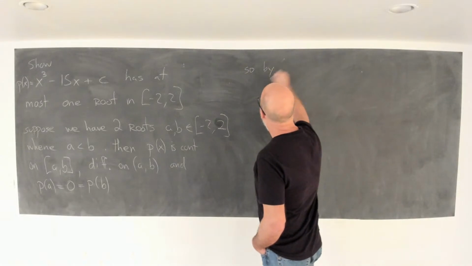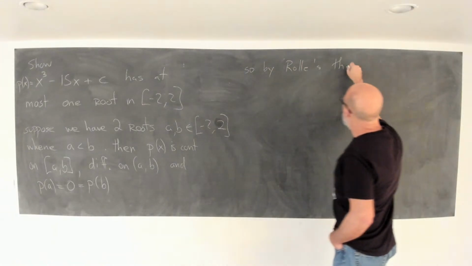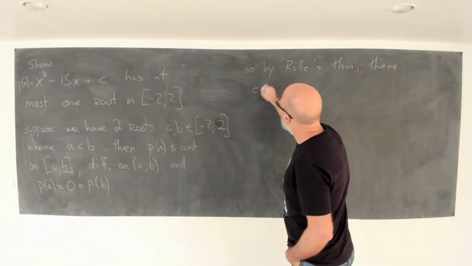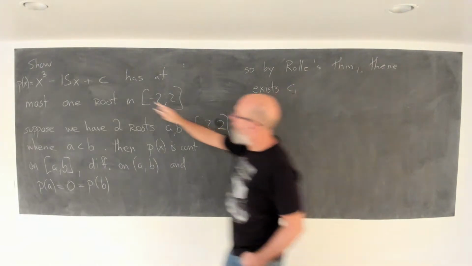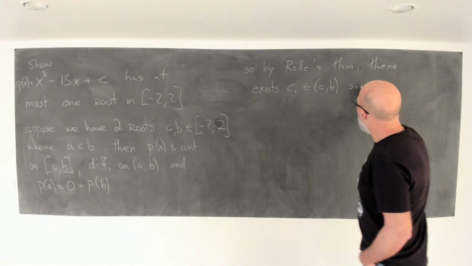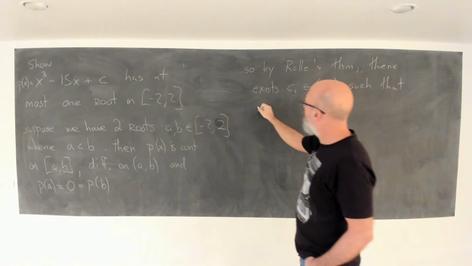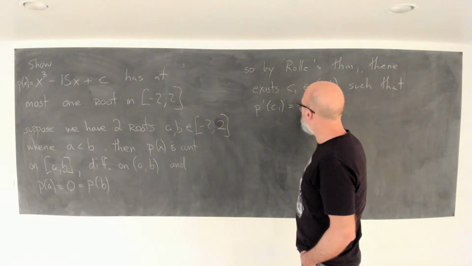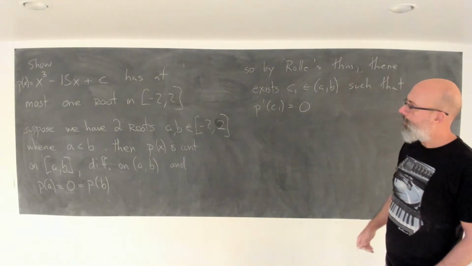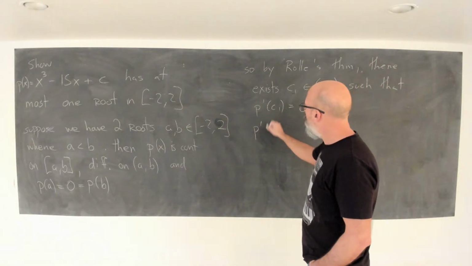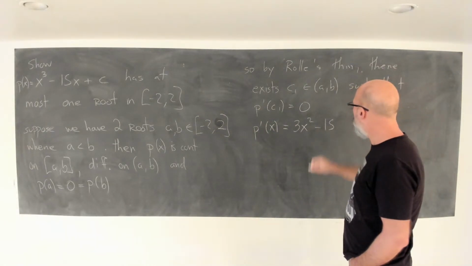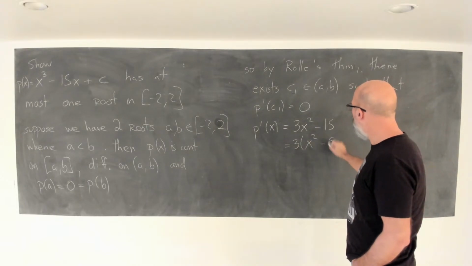So by Rolle's theorem that we saw last time, there exists, let's call it C1. I don't want to use C, I've already used it here. It's a different C. There exists a C1 in the interval AB such that P prime of C1 is equal to 0. So there exists a point where the derivative is 0. Well, what is the derivative? P prime is 3x squared minus 15. If we factor out a 3, it's x squared minus 5.